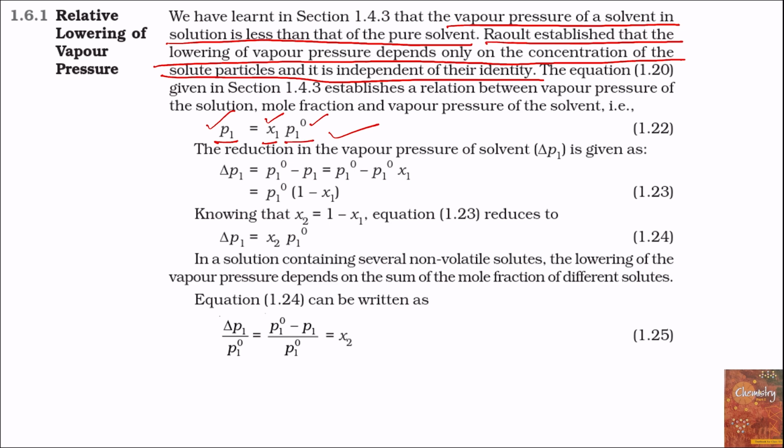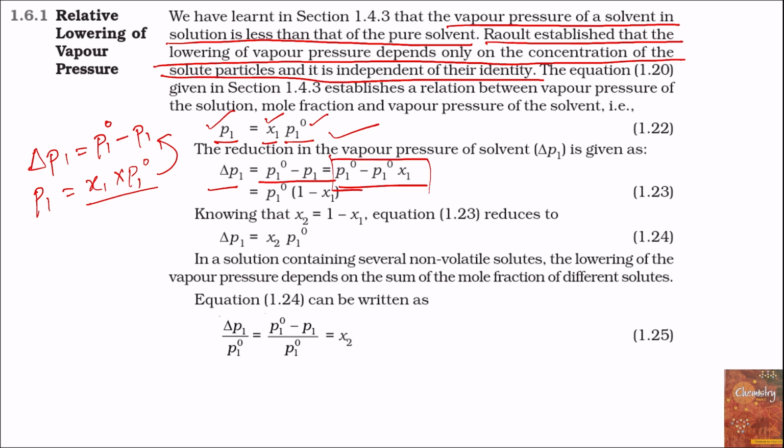Now reduction in vapor pressure, what will be the reduction in vapor pressure? The reduction in vapor pressure will be vapor pressure of pure solvent minus vapor pressure of the solvent in solution or vapor pressure of the solution. So delta P1 is equal to P01 minus P1. Now what is P1? P1 is equal to mole fraction of the solvent multiplied by vapor pressure of pure solvent. Putting the value of P1 in the above equation, this expression is obtained.